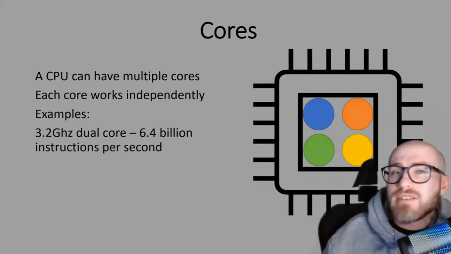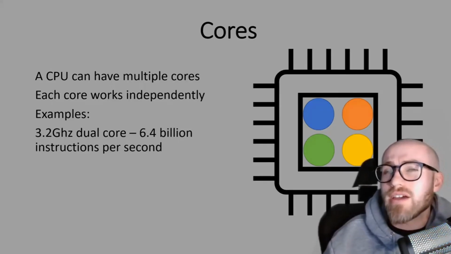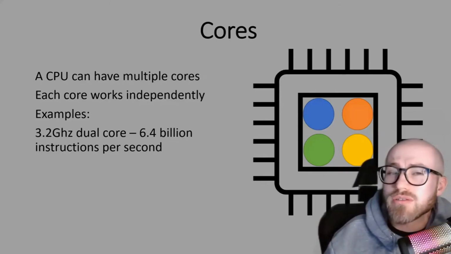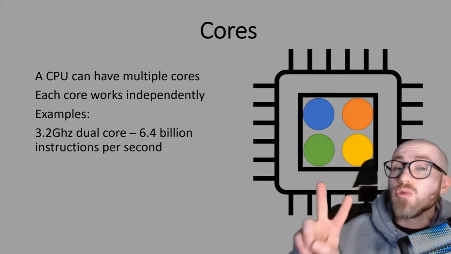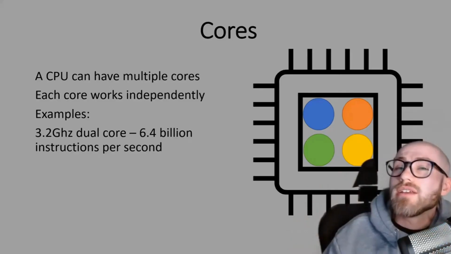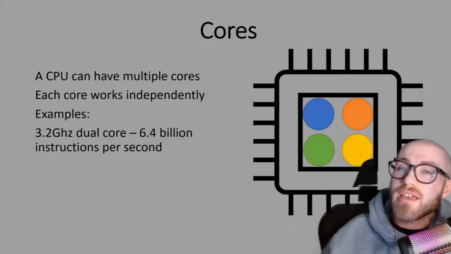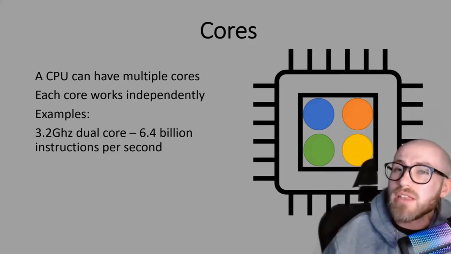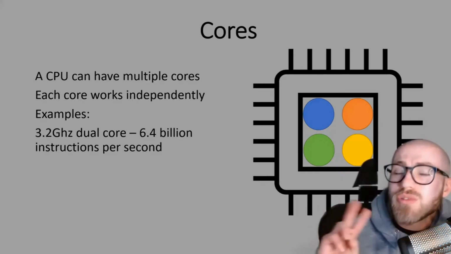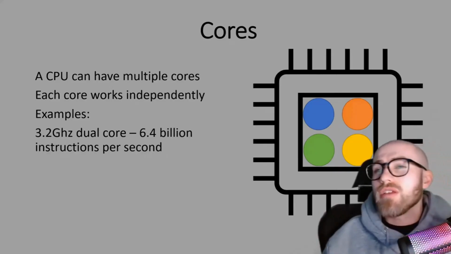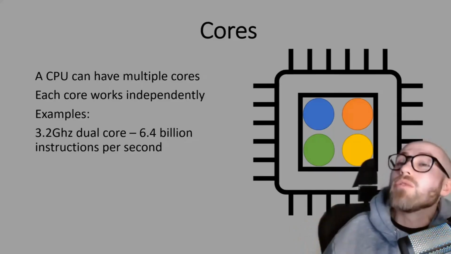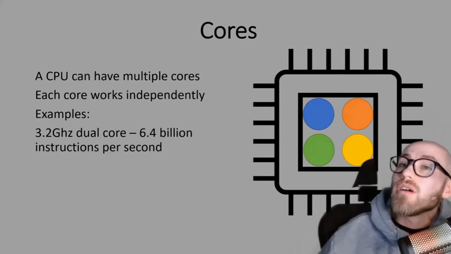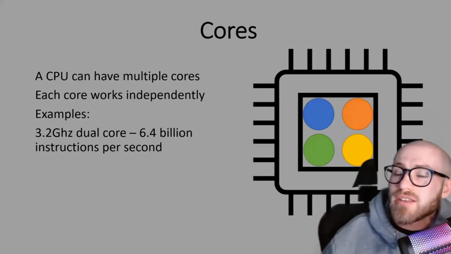Here's an example of a CPU: 3.2 gigahertz dual core. When we see the word dual, it means it's got 2 cores. So we've got 3.2 gigahertz, which we know is 3.2 billion, but because it's dual core, it can do up to 2 times that amount. So 3.2 multiplied by 2 will give you 6.4 billion instructions per second.